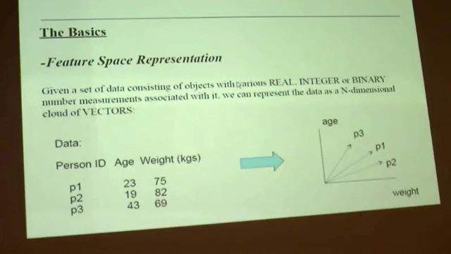But as long as you've got some way of representing a set of measurements as either real, integer, or binary data, basically you can embed every single object or every single individual into a feature space. So each individual becomes a vector in a feature space. In this simple example, you've got 3 people, various ages and weights, so you get a cloud of vectors in a feature space.